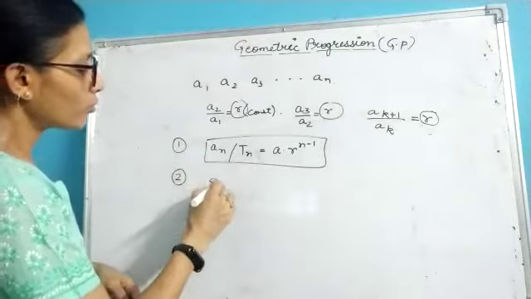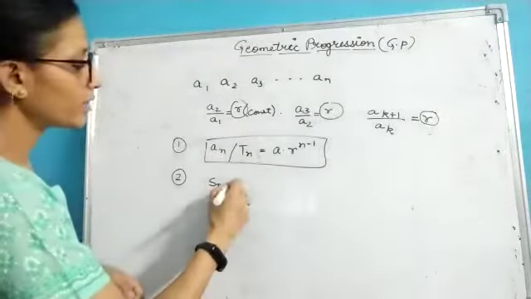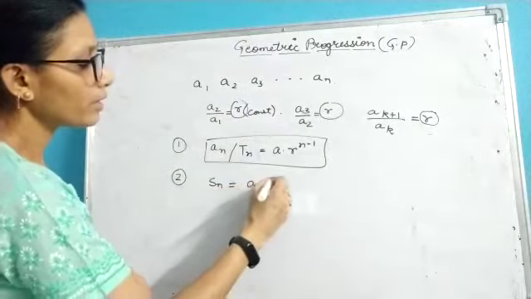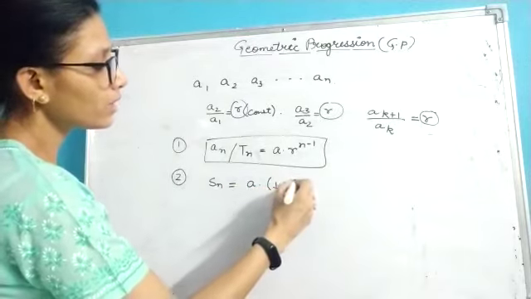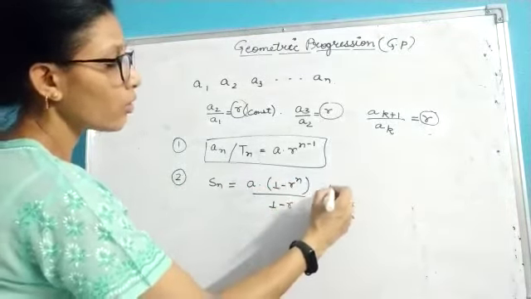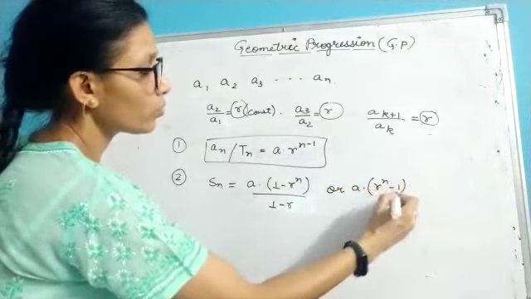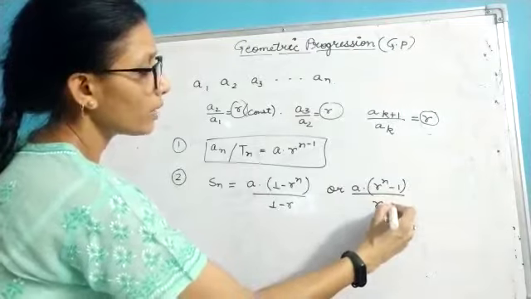Second is, if you want to calculate the sum of n number of terms, then your formula becomes A into 1 minus R raised to power n whole upon 1 minus R, or A into R raised to power n minus 1 whole upon R minus 1.